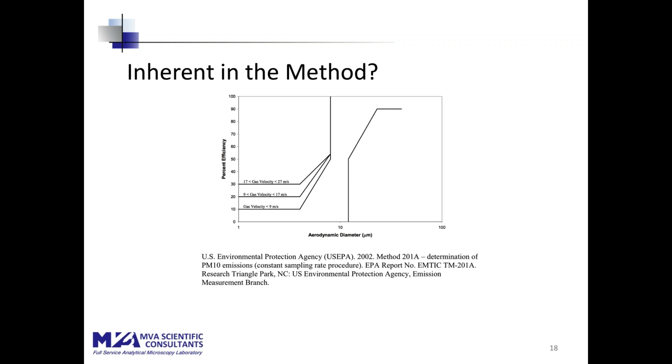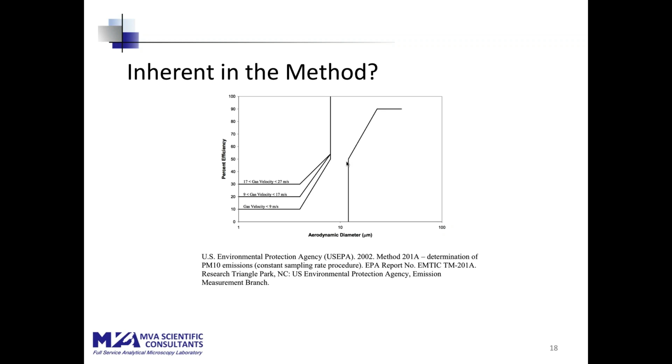So the final possibility is that what we're finding on these filters is something inherent in the method. That is, it is something that is actually part of the definition, part of what's going to appear in all samples. This plot here shows an acceptable window for a PM10 cyclone. That is, the percent efficiency of collecting a particle has to fall in the gap that you see between the lower diameter and the upper diameter.